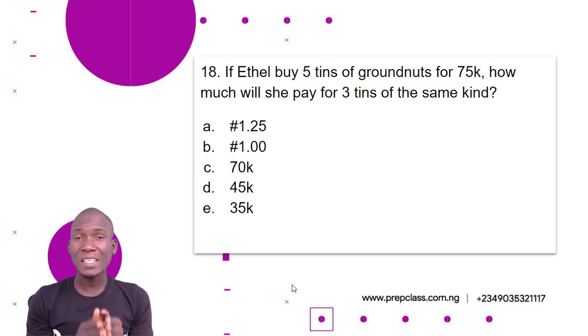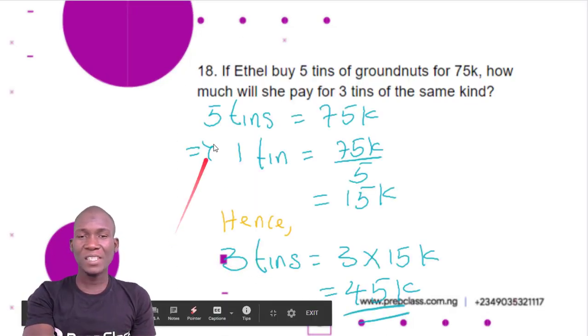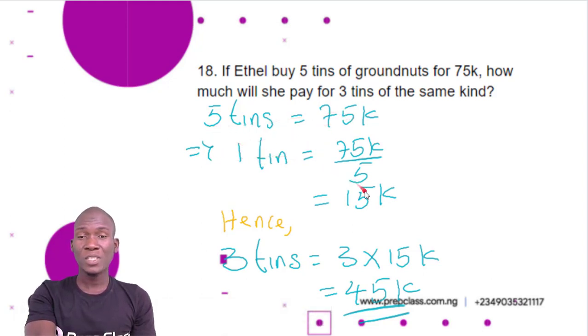So how can we get the cost of 1 tin of groundnut? We are simply going to divide the cost of 5 tins by 5 so that we can get the cost of 1 tin of groundnut. So we have, since 5 tins equals 75 kobo, 1 tin will be equal to 75 divided by 5, which is giving us 15 kobo. So it means to buy 1 tin of groundnut, we are going to spend 15 kobo.